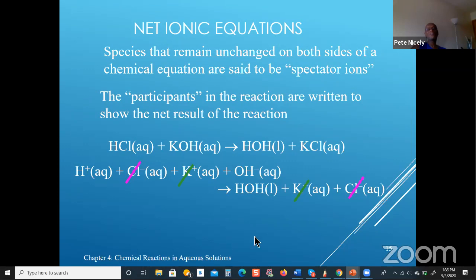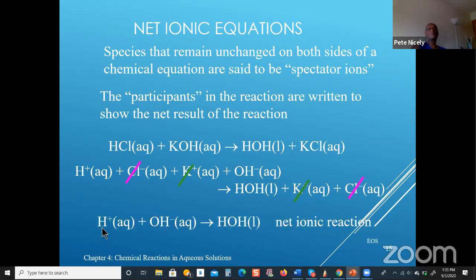And therefore, we simply write down what is left. And what we're left with is H+ reacting with OH- to form H2O (liquid). And that would be the net ionic equation, all right? So that's basically how we get from the original molecular equation to the net ionic equation.